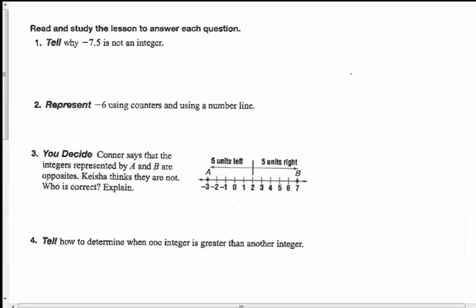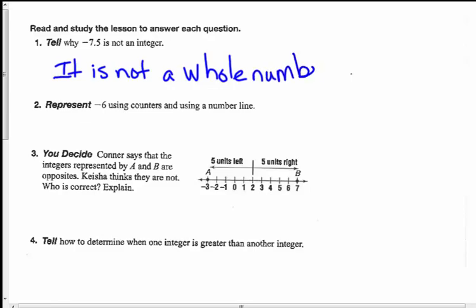Read and study the lesson to answer each question. Tell why negative 7 and 5/10 is not an integer. Well, it's not an integer, as the lesson says, because it's not a whole number. Whole numbers do not have decimal or fractional parts. That 5/10 is what's making it not be an integer. Remember, integers are only whole numbers or their opposites. It's not a whole number because of that 5/10 there.